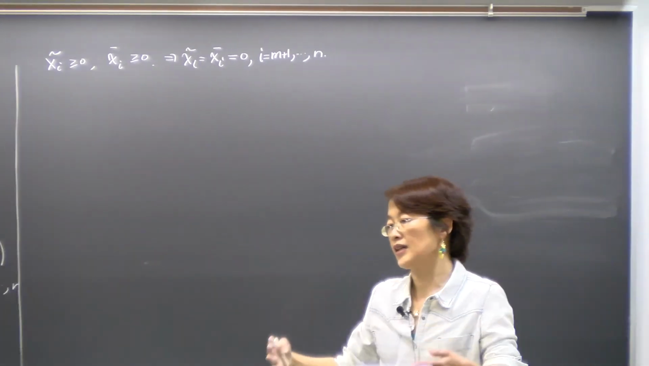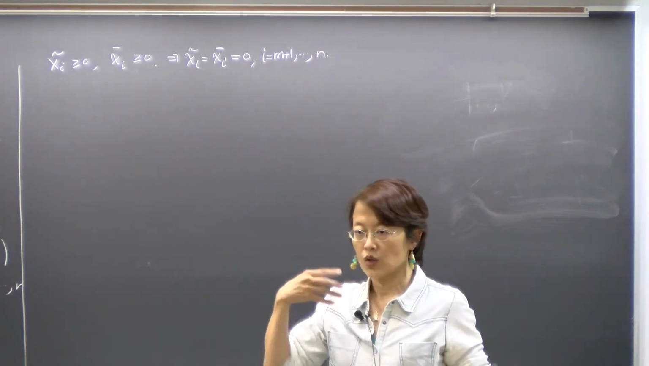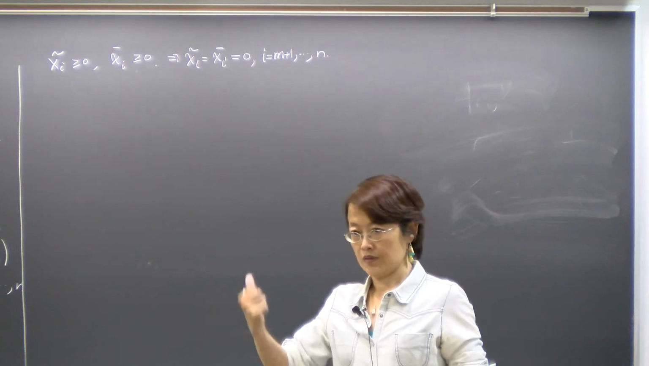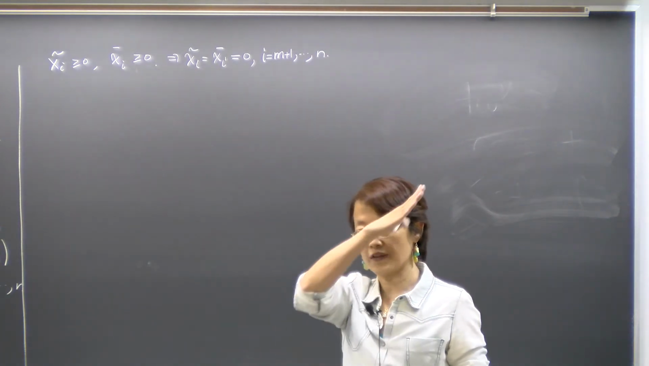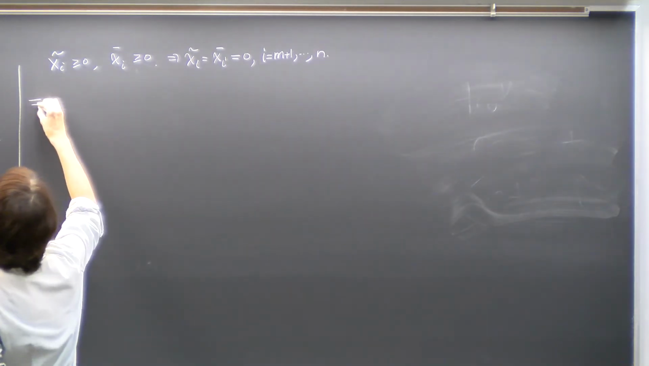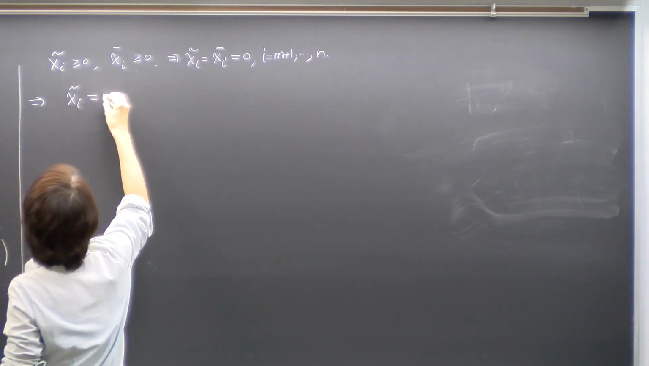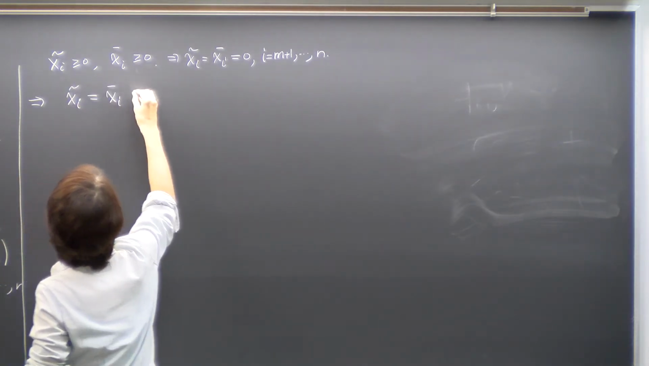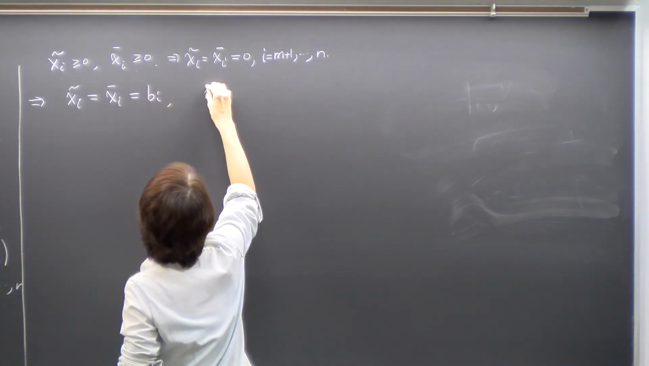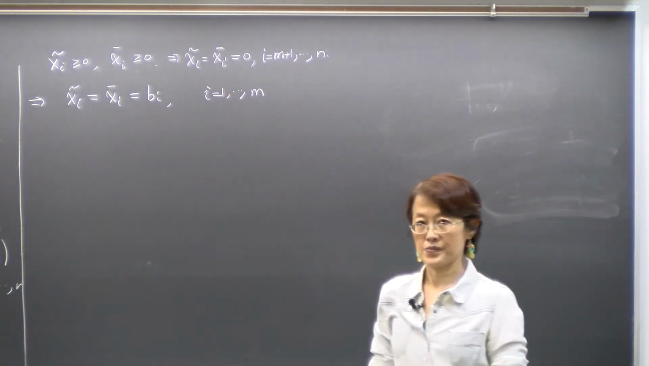So think of it in the canonical form where you set all the non-basic variables to be 0. What must the basic variable take as value? The right-hand side value. Is that right? You just have this diagonal form, isn't it? So there's only one. So you must conclude that xi tilde equals xi bar equals bi for all the basic variables. Is that right?